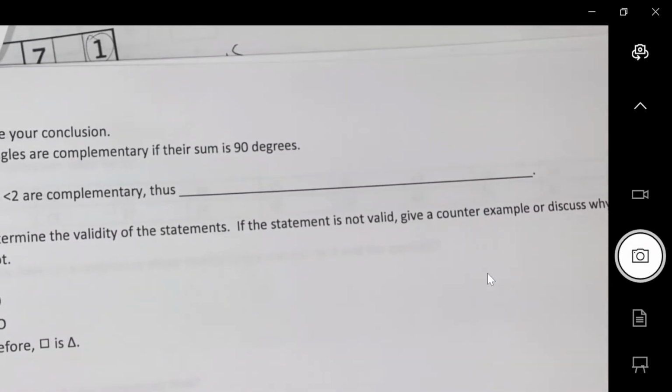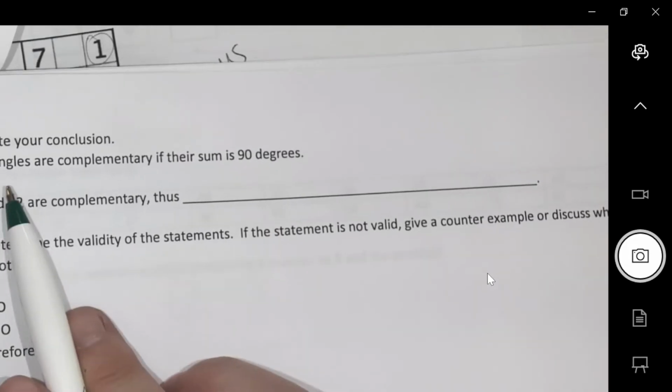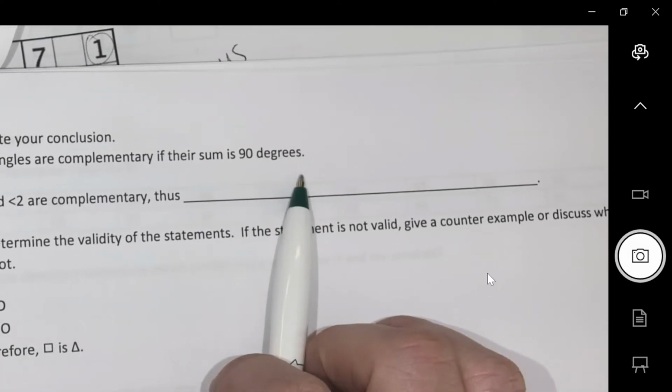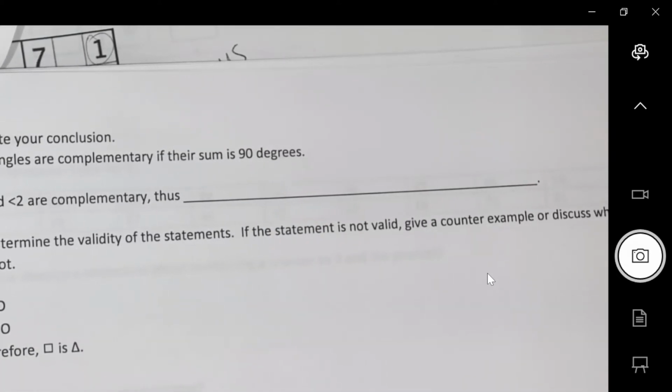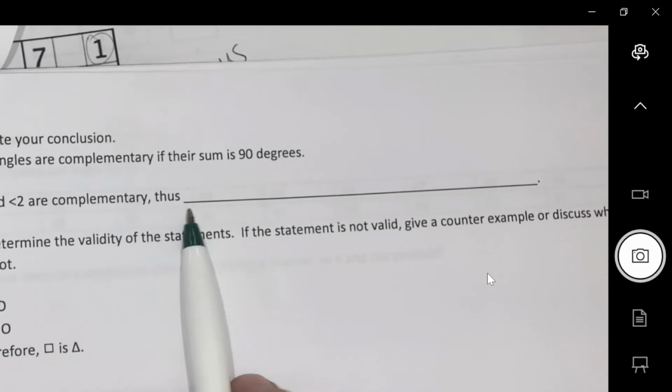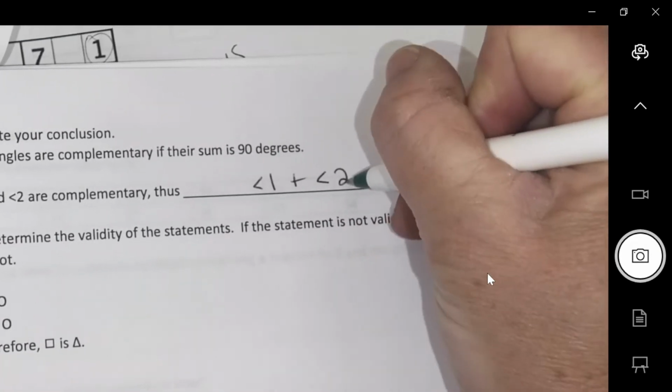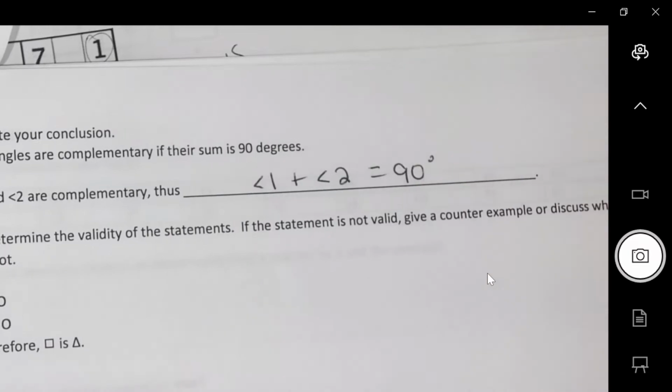Okay, coming up with conclusions. Two angles are complementary if their sum is 90 degrees. Angle 1 and 2 are complementary, thus what can we say? We can say their sum is 90 degrees.